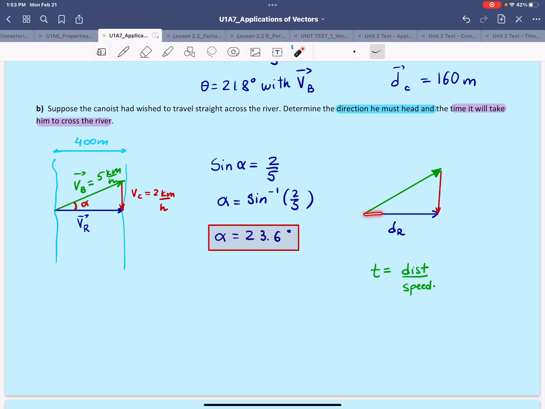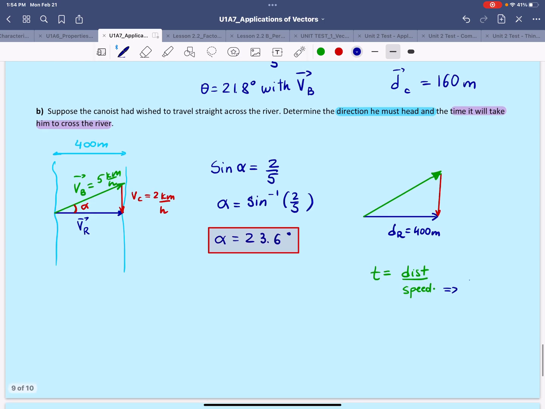So if we want to know how much time it takes to go from this point of the river to this point of the river, which is a distance of 400 meters, because that would be the width of the river, we're going to say that this would be a 400-meter distance. We need to know the speed, or in other words, the resultant velocity. So the speed is the magnitude of the resultant velocity.